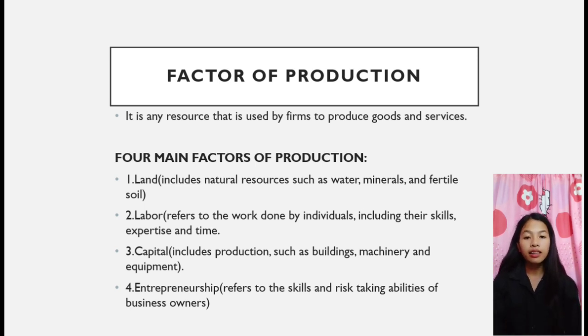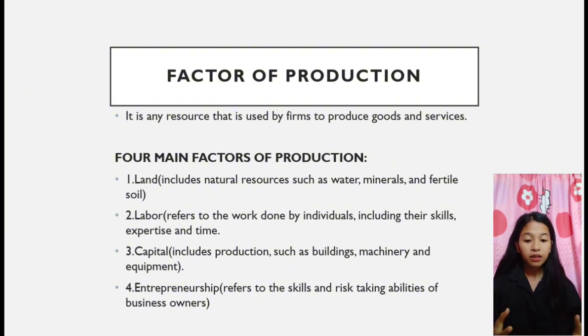The first is land. Without land, where would they put their industry or business? So, the first main factor of production is land. It includes natural resources such as water, minerals, and fertile soil. Next is labor. It refers to the work done by individuals, including their skills, expertise, and time. Without labor, who would work and who would produce the products? Labor includes the employees and employers.